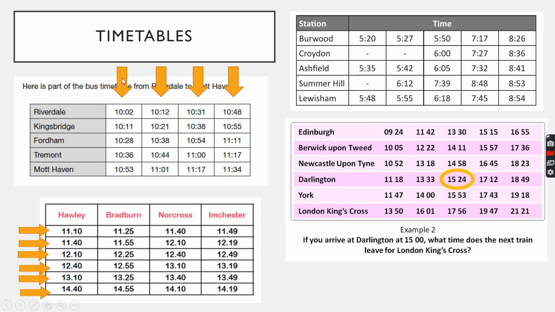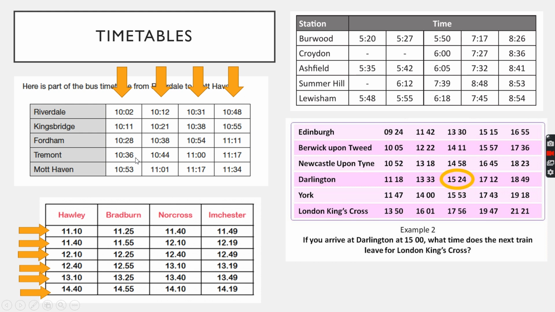Okay, so this bus, we label this A bus, leaves Riverdale at 2 minutes past 10, and then it gets to Fordham at 10:28 and Motthaven at 7 minutes to 11, and so on. However, it's not always that way.